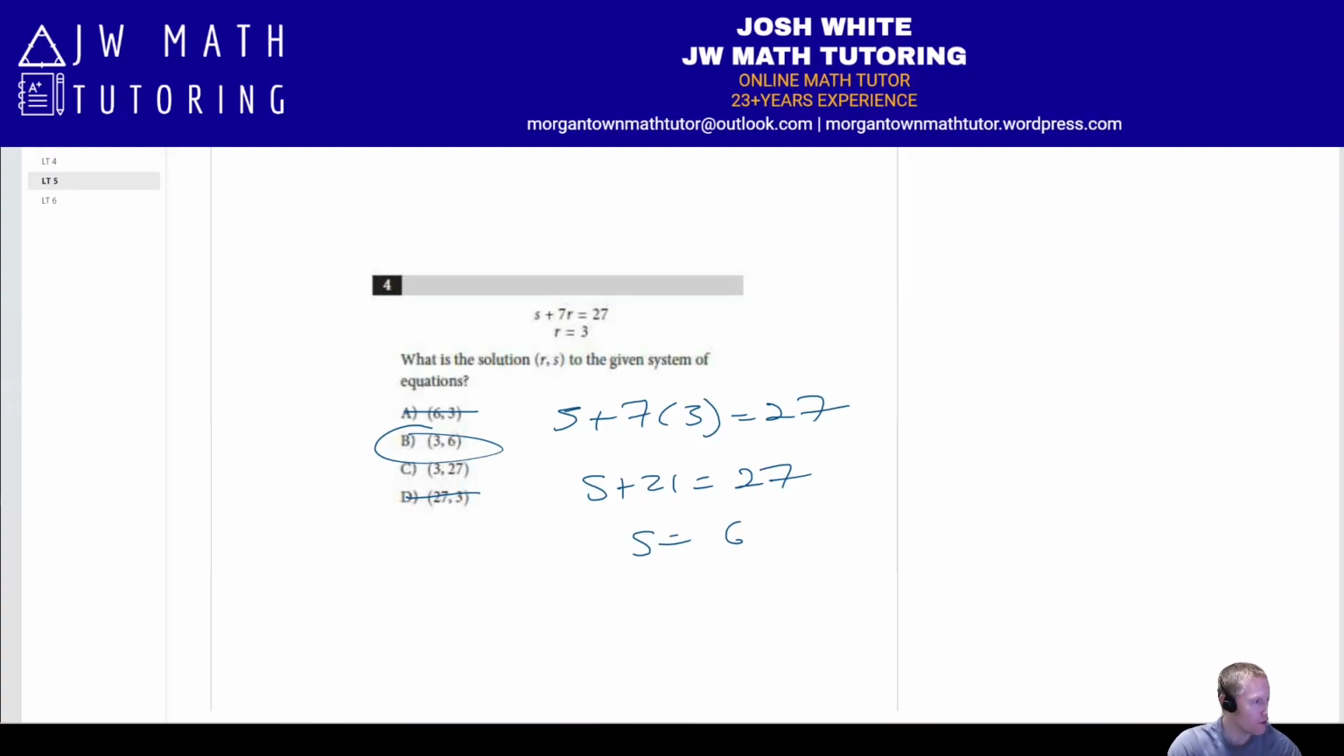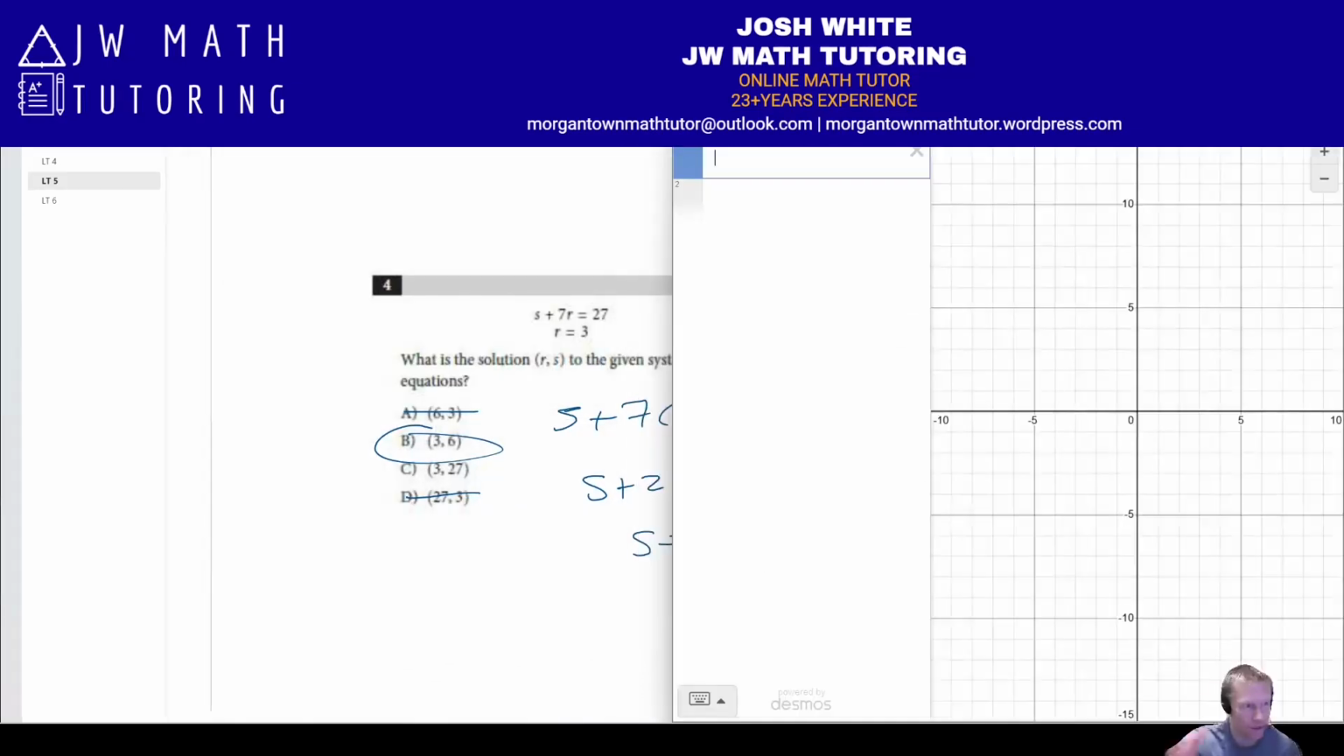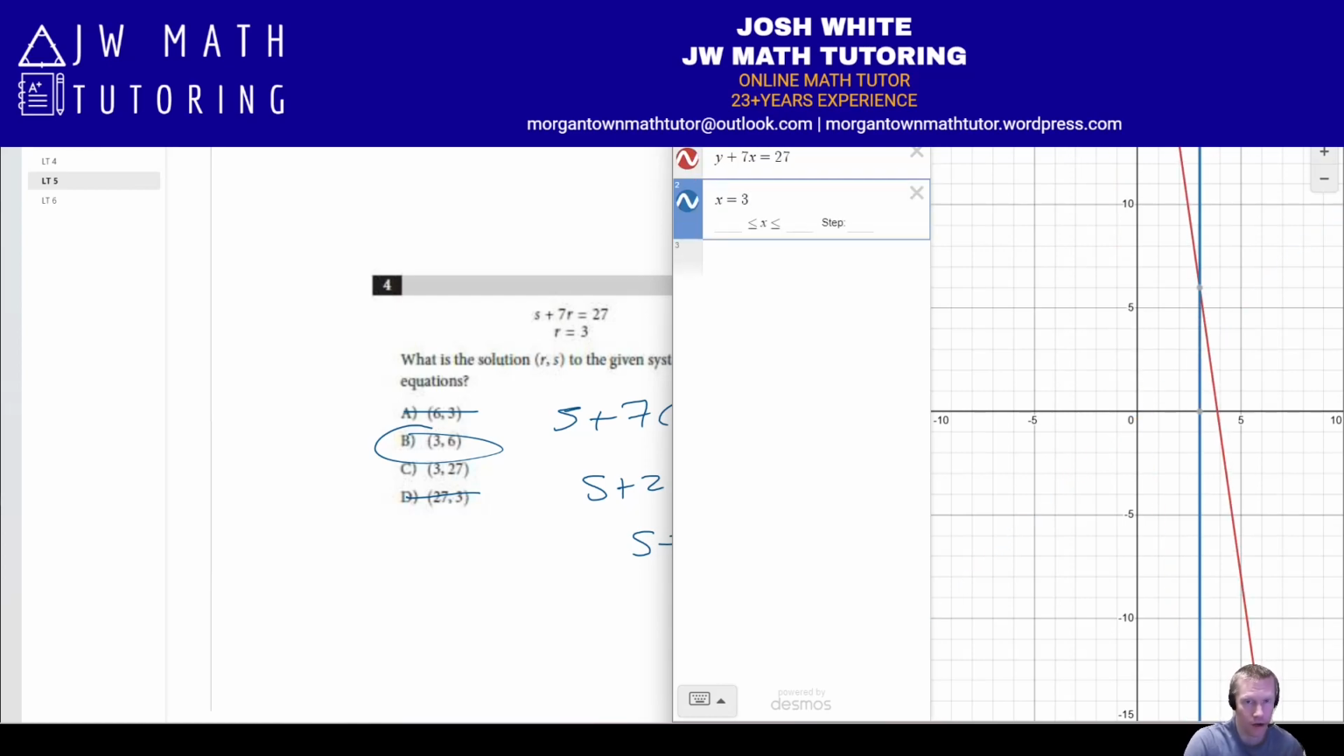Now, of course, you could go to Desmos and you could solve this in Desmos. I will tell you that if you want to use the graphing approach, then you're going to need to change S and R to X and Y. And I'm going to let X be R because that's what's listed first here. The first value listed is right here, R comma S. So R is X, S is Y. All right, so if we do this out, we can see here's the solution right here. Just (3, 6), that's our answer.